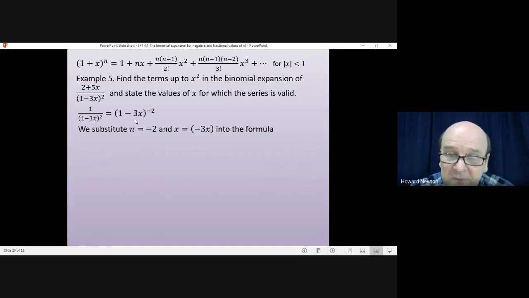We'll get the answer for that in the normal way. But then once we've got the answer for that, then we'll need to multiply it by 2 plus 5x. So you'll have 2 plus 5x times by the answer you get for this. And all you need to collect are the terms up to x squared.